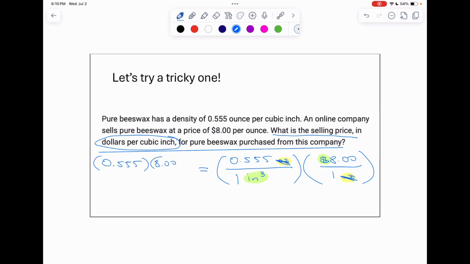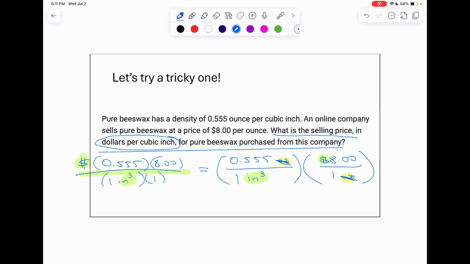And my units are still in dollars. That's what I'm left with in the top. And on the bottom, 1 inches cubed times 1, and no ounces because those canceled out. Tell me, are we left with the units that we wanted? Are we left with dollars per cubic inch? Absolutely. So we can multiply our tops together and multiply our bottoms together.